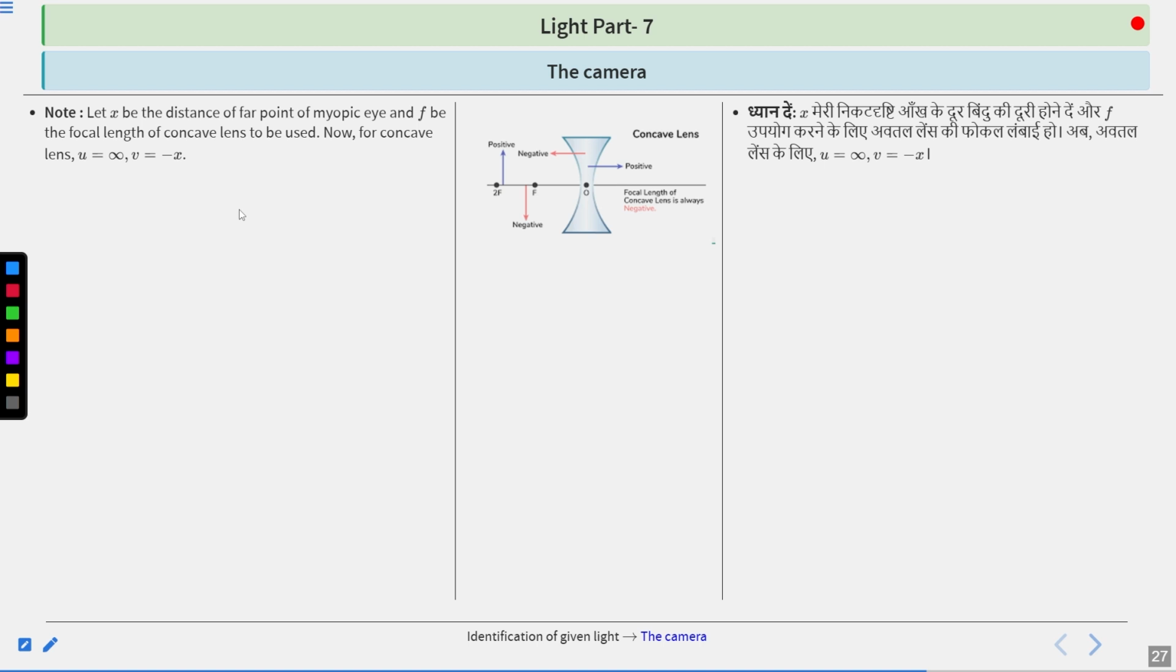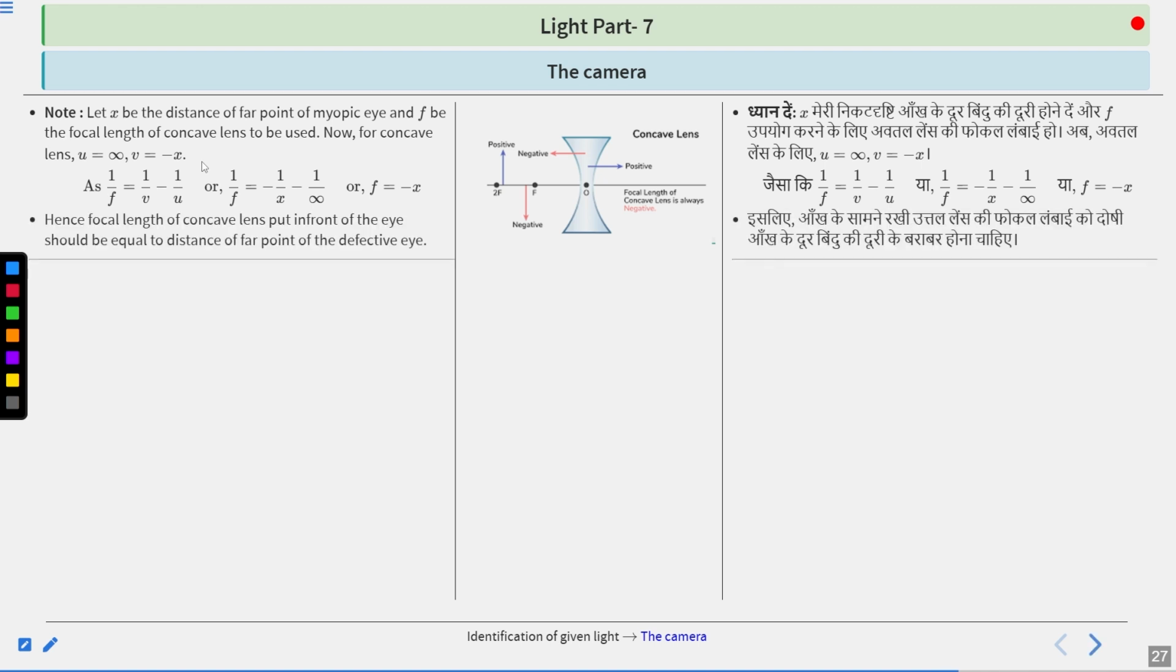Note, let x be the distance of the far point of a myopic eye and f be the focal length of the concave lens to be used. Now for the concave lens, u equals infinity and v equals minus x. As 1 by f equals 1 by v minus 1 by u, 1 by f equals minus 1 by x minus 1 by infinity, or f equals minus x. Hence, the focal length of the concave lens put in front of the eye should be equal to the distance of the far point of the defective eye.